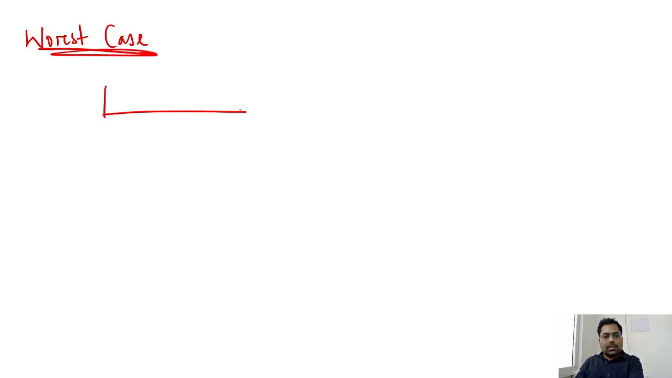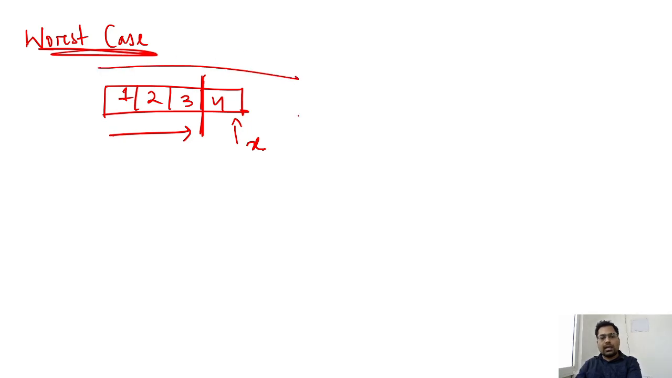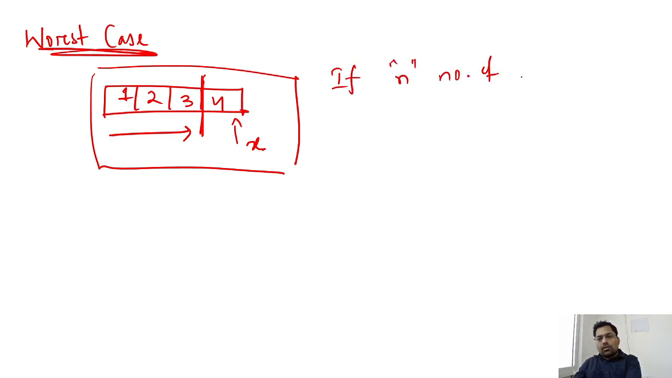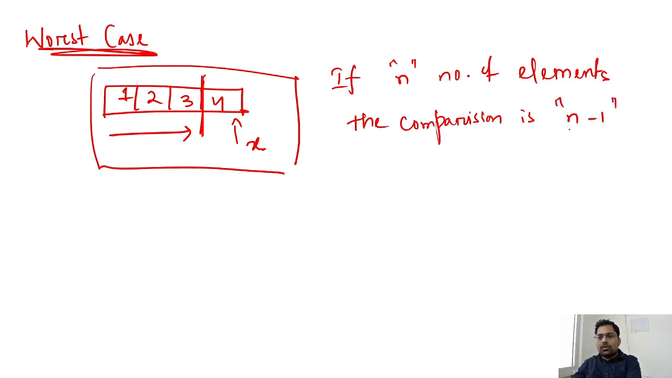So in the worst case, suppose there are four elements, 1 2 3 4. If we say it's a pivot element for us, we have to first check from this end to that end. If there are n number of elements, the comparison is n minus 1. So for n number of elements, we are doing n minus 1 comparisons. That is why in pass 1 we found, yeah, it is okay.